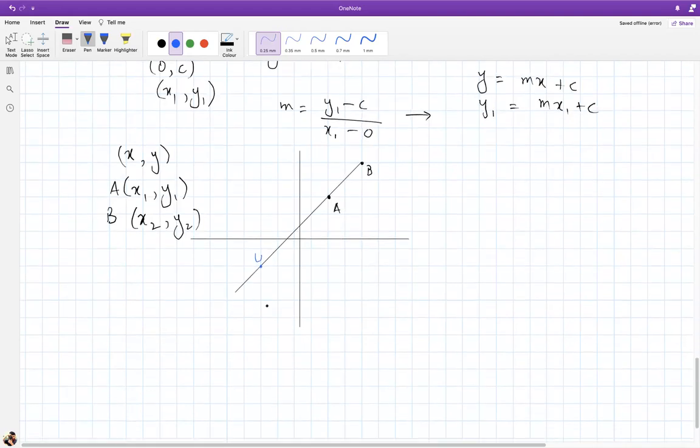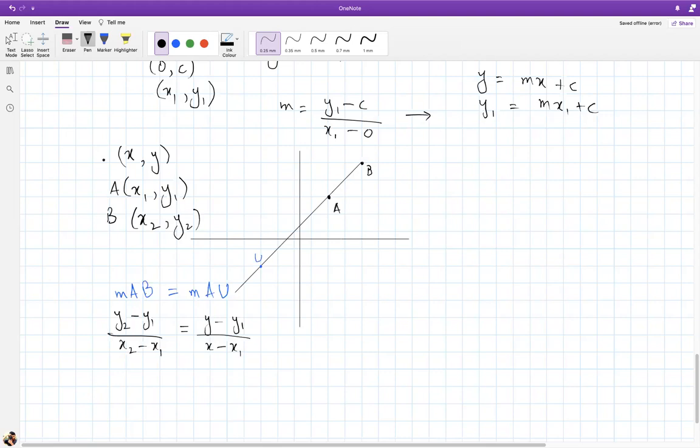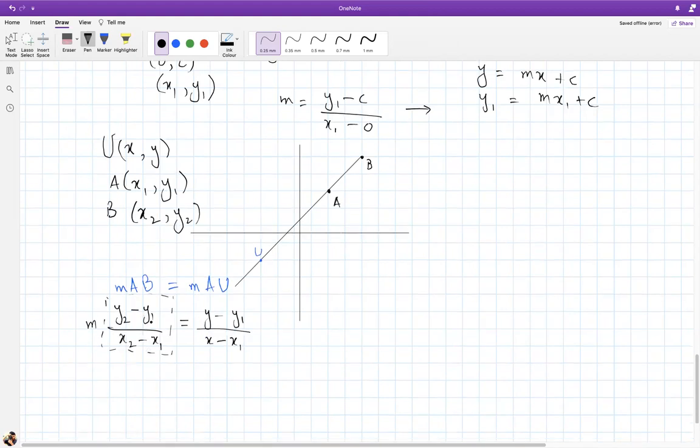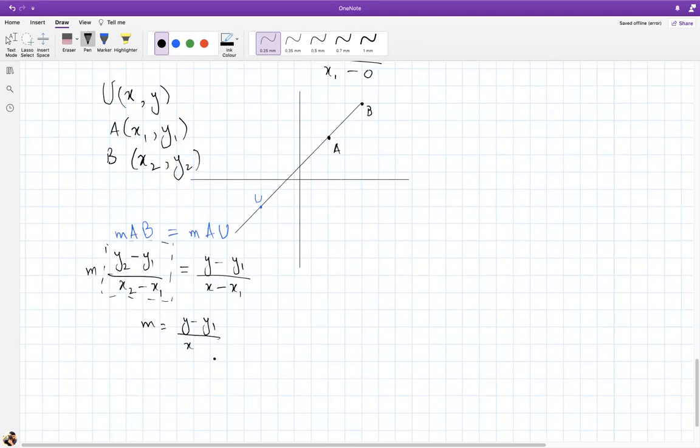Now, what can you tell me about the gradient of AB and the gradient of AU? It's the same straight line, so they're parallel. They're both the same. Perfect. So the gradient of AU and the gradient of AB are the same. The gradient of AB is y2 minus y1 over x2 minus x1, and the gradient of AU will be y minus y1 over x minus x1. Now, what is this whole thing? This is m.